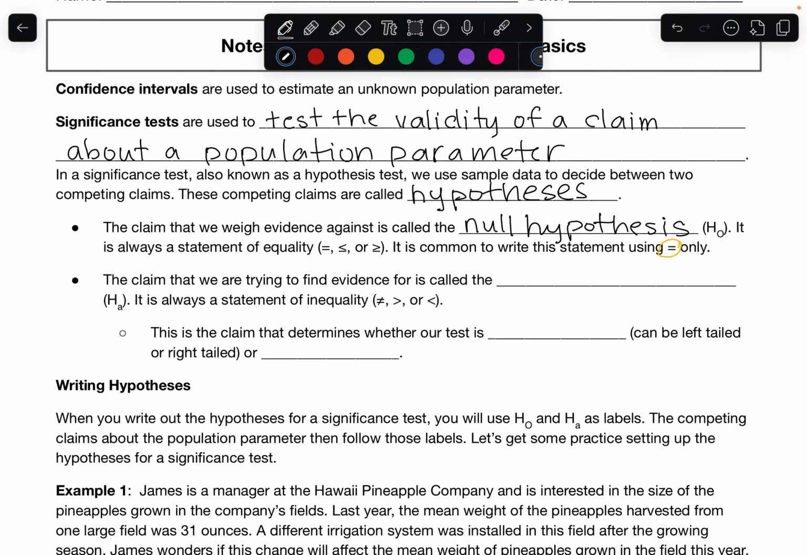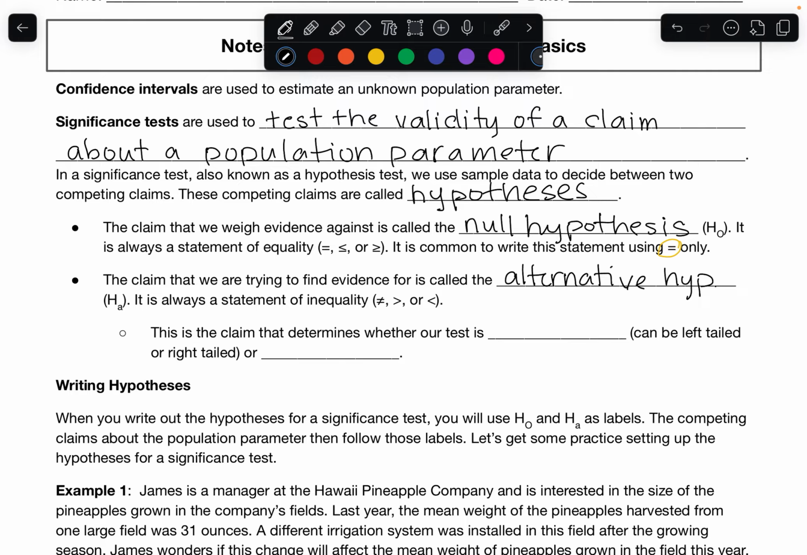The competing claim, the one we are trying to find evidence for, is called the alternative hypothesis. This is always a statement of inequality: not equal to, greater than, or less than. The structure of the alternative hypothesis determines the structure of our test. So this is where that symbol matters.